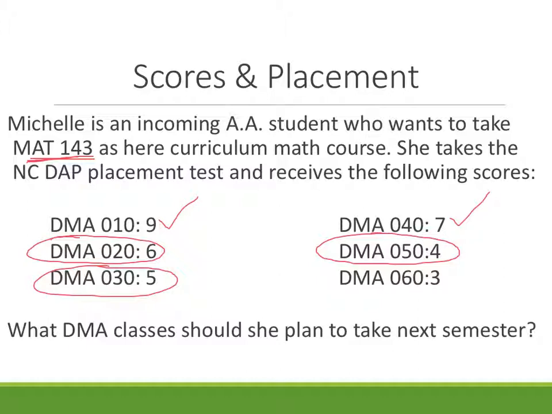Well, we might think yes, because that score is below a 7. But remember a couple slides back when I showed you the prerequisites for Math 143? It only had a prerequisite of 10 through 50. So she's not going to need this math course to test into Math 143, her desired curriculum level math course. So when she registers for classes for next semester, she should make sure she gets scheduled for DMA 20, 30, and 50. And after she completes those successfully, she'll be able to move on to her curriculum level math course.